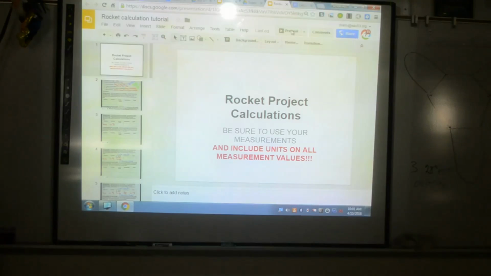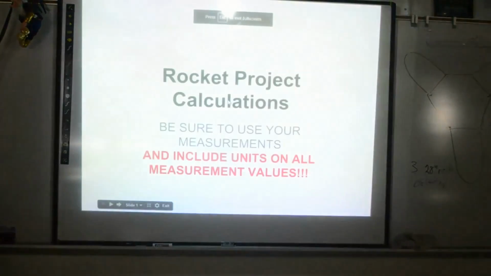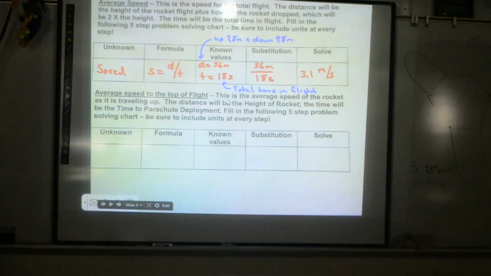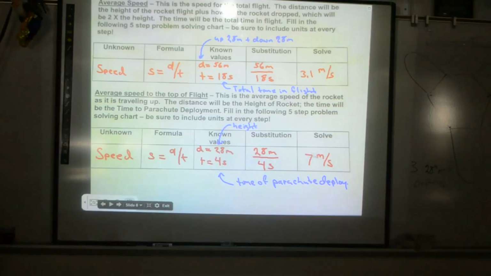So here's the presentation that we went through in class, and here is our average speed for the rocket that I did for you, and that's 3.1 meters per second. And then the average speed to the top of the flight, you'll notice, is 7 meters per second. Now, you need to use your results that you came up from your calculations, but in my case here, it clearly looks like that my speed to the top of flight is higher than the average speed.